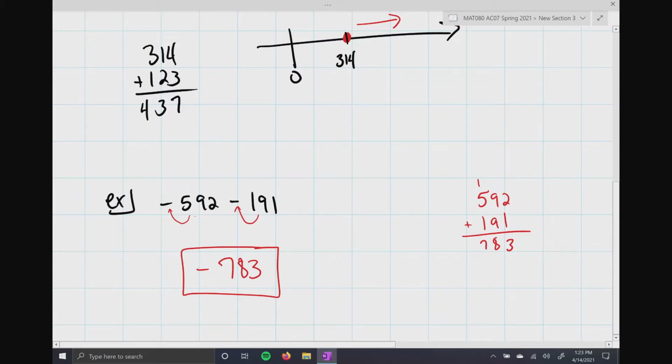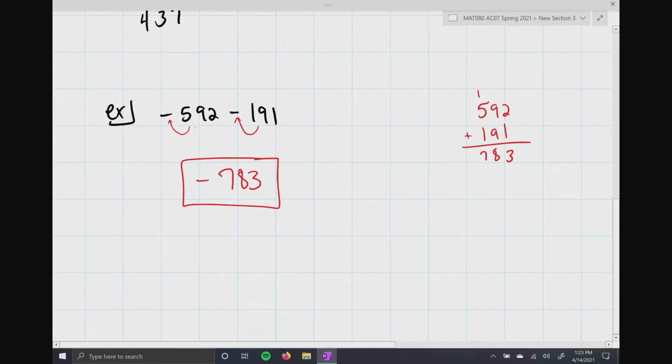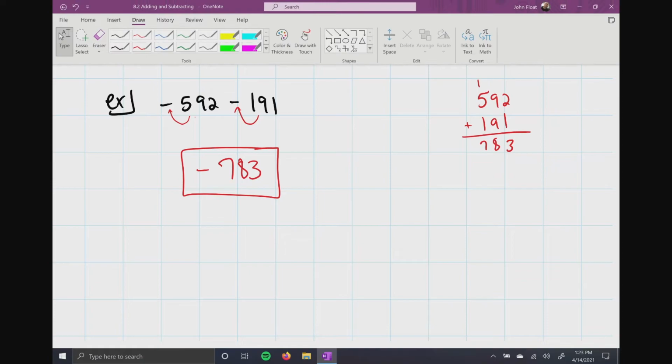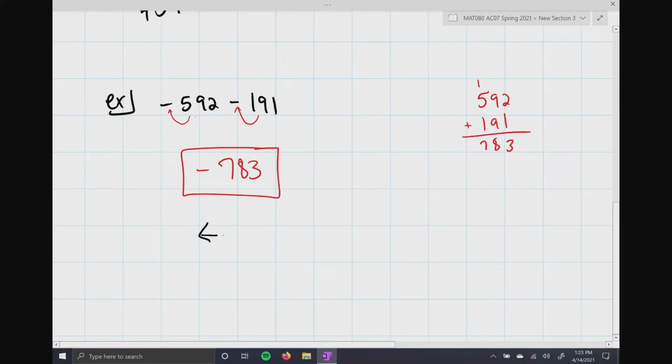Does that make sense, everyone? Are we all on the same page? Okay? Now, if you think about this in terms of a number line, once again, just watch this. I know negative 592 is to the left of 0. And that minus sign in front of the 191 is telling me to move to the left 191 units. So once again, you can see that I'm just staying more negative. Does that make sense? Okay?